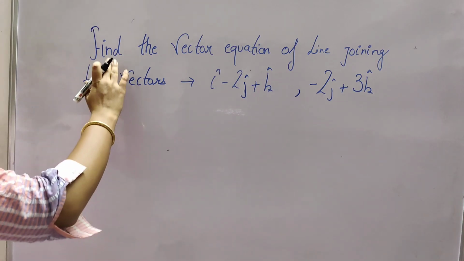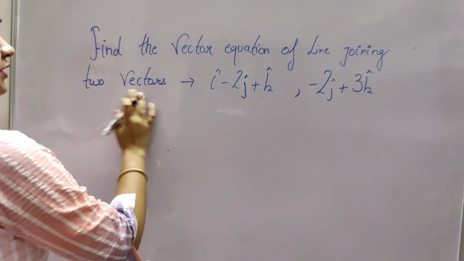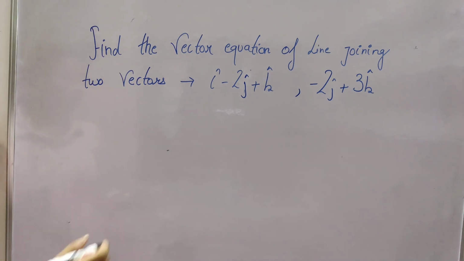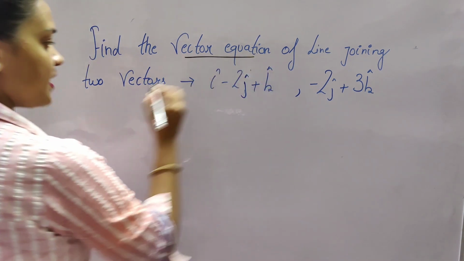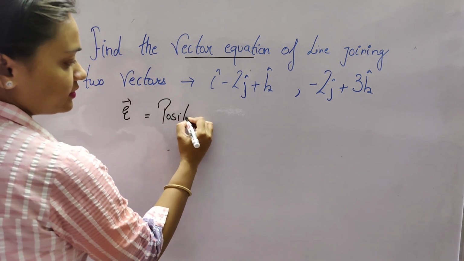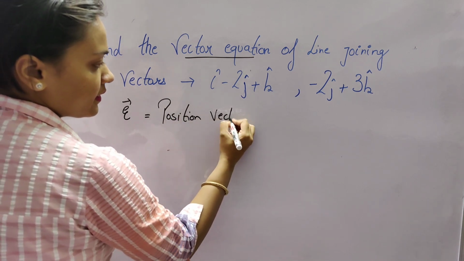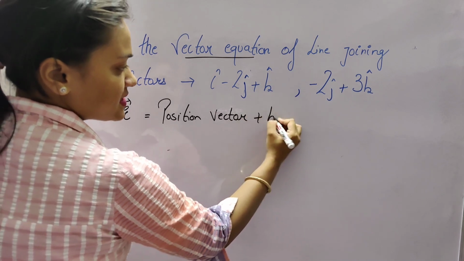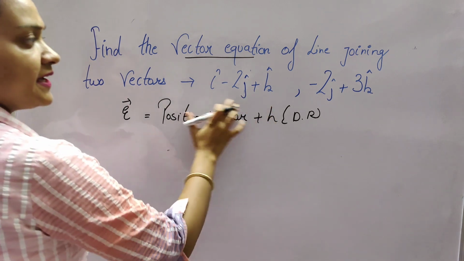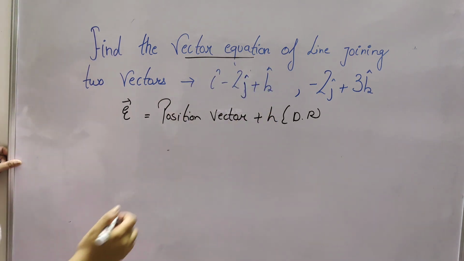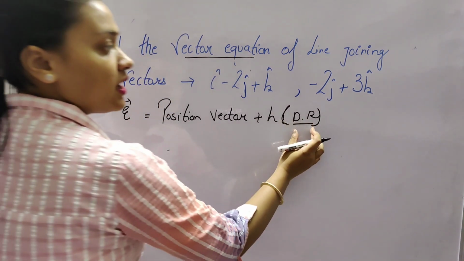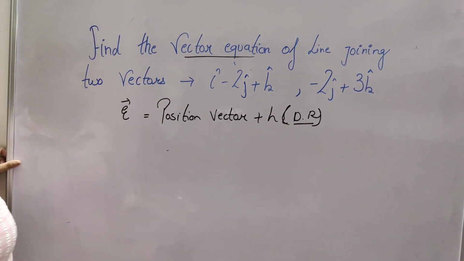So students, your next question is: find the vector equation of a line joining two vectors, i minus 2j plus k and minus 2j plus 3k. As you already know, the vector equation is built as r equals position vector plus alpha times direction ratios. In this question we can take this as the position vector. But how are we going to calculate the direction ratios?